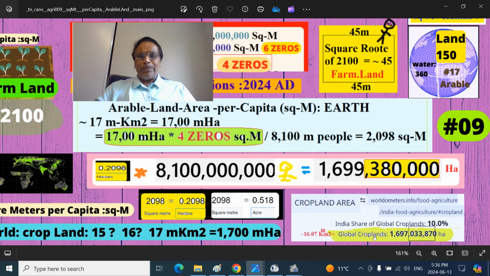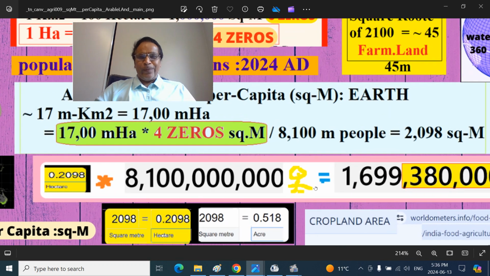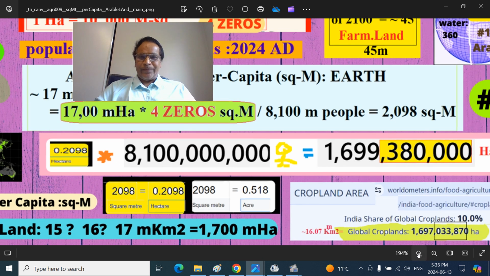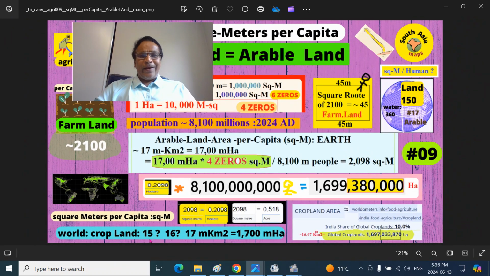That means per head, per capita, a human being will get roughly 2098 square meters here, you see. That is 0.2 hectares, that is 0.5 acres. 1 hectare holds around 2.5 acres. That is the old British system. So the world cropland, how much do we have? 15 units or 16 units or 17 million square kilometers. The latest figure I quoted is around 17 million square kilometers. Add 2 zeros and it becomes million hectares. So this has been made very intuitive for you.